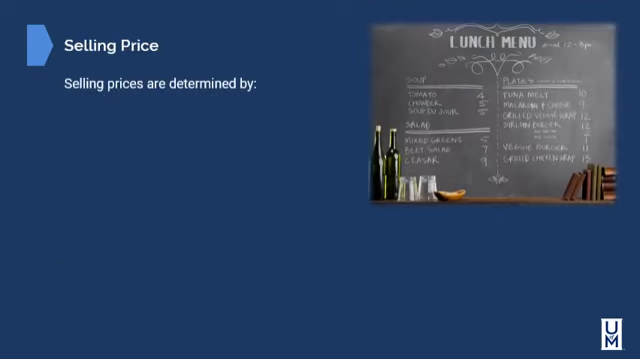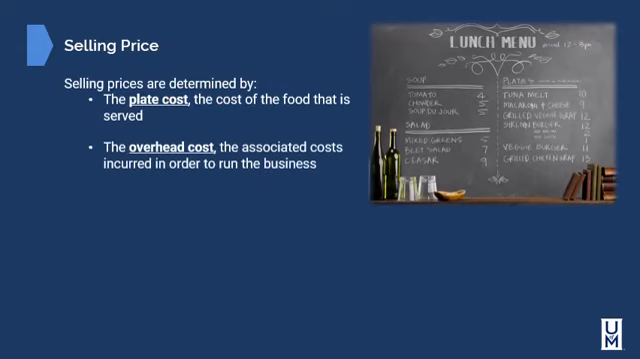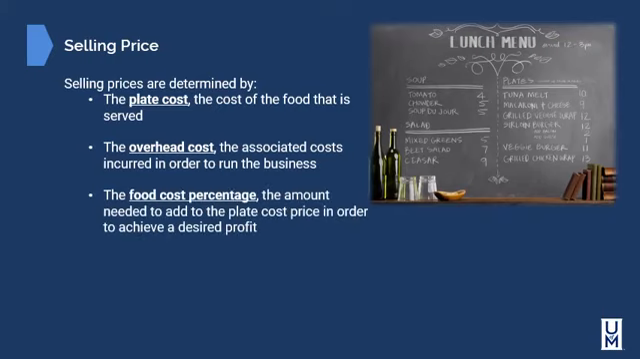Once we have our cost per portion, we can start to determine our selling price. The selling price is determined by the plate cost. This is the cost of the food that is served. The overhead cost associated with running a business as well is factored into it in many cases. But a lot of associated costs are factored in other places on the profit and loss statement. The food cost percentage is the amount needed to add to a plate cost price in order to achieve a desired profit.